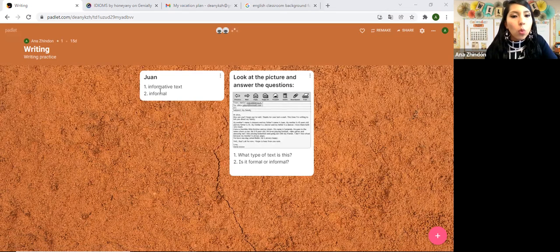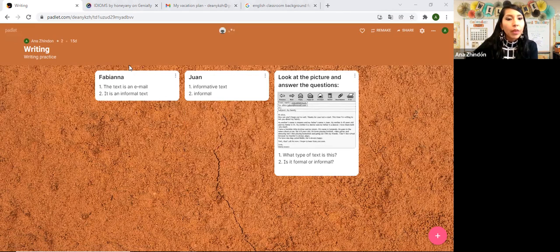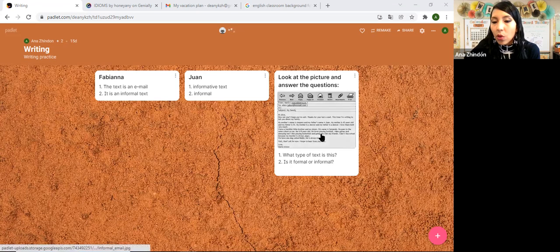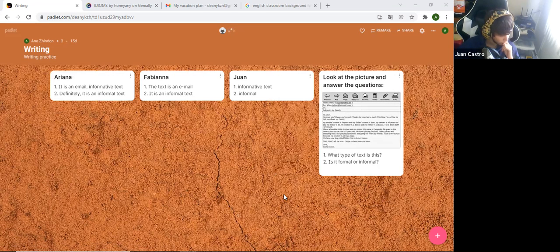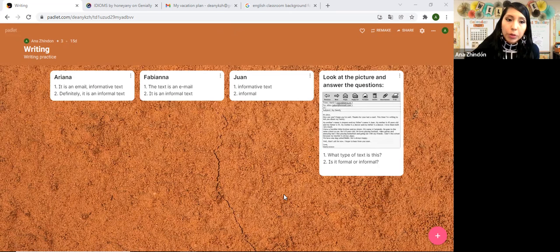Okay, I have the first answers. It says it is an informative text and it is informal. Thank you, Juanfer. What do you think, Fabi? Fabi says the text is an email and it is an informal text. And I just need Ari's answer. What do you think, Ari? It is an email, informative text, informal. Very good, guys. So that's it.